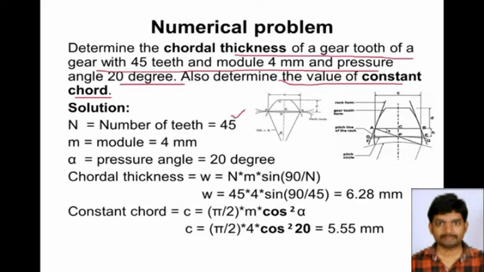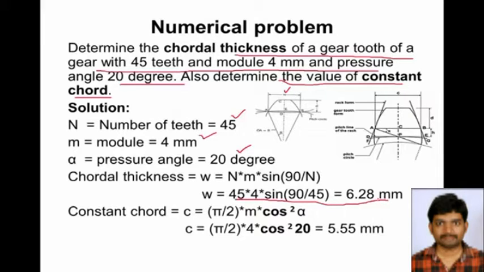Now, given data: n equal to 45, the number of teeth is 45, module m equal to 4 mm, and alpha, the pressure angle, is equal to 20 degree. Chordal thickness W, we know that W equals n m sine of 90 by n. So n is 45, module 4, and sine of 90 by 45. So that is equal to 6.28 mm. So this is the chordal thickness W.